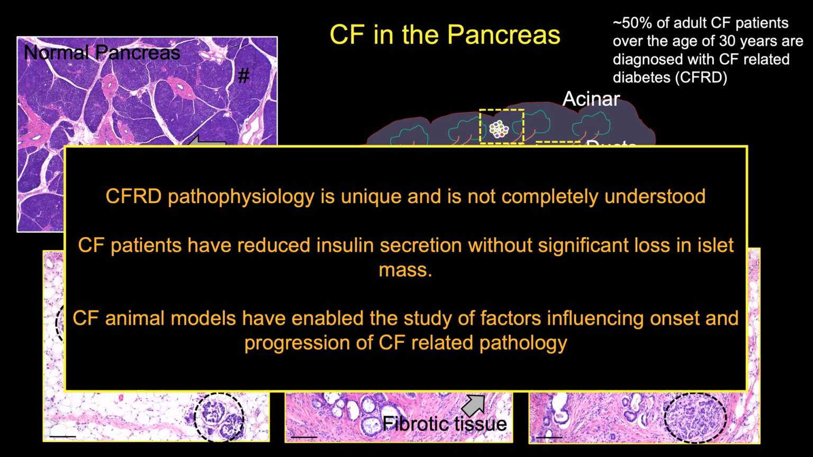It is distinct from type 1 diabetes in that reduction in insulin secretion occurs without significant loss in beta cell mass. CFRD pathophysiology doesn't resemble type 2 diabetes, as insulin resistance is not observed in CF patients. Hence, understanding molecular determinants of CFRD pathophysiology is important and is enabled by CF animal models.